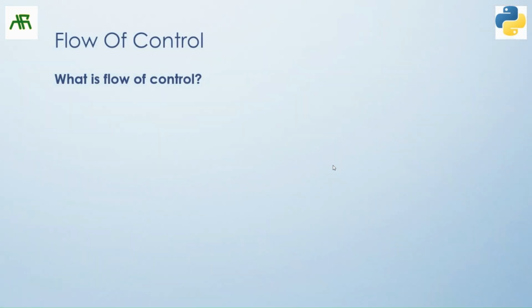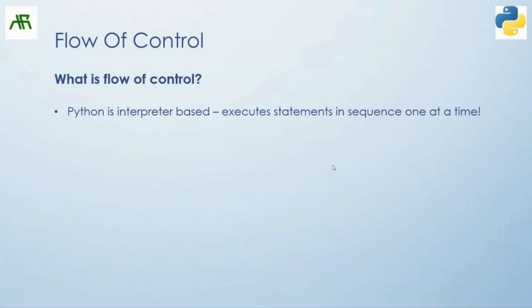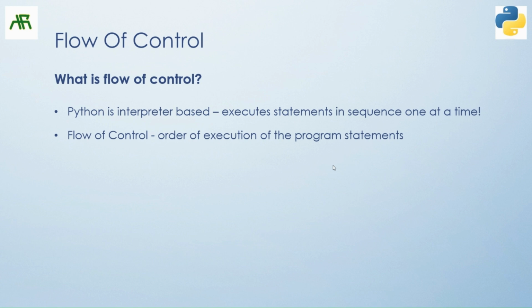So what is flow of control? We know that Python is interpreter based, meaning it executes statements in a sequence, one at a time. Given a list of statements, it executes first, second, third, and so on. In this setup, how do we let the Python program take different paths, execute something, come back with the results, and proceed further? Flow of control. It's the order of execution of program statements.